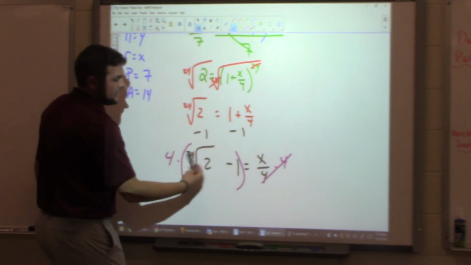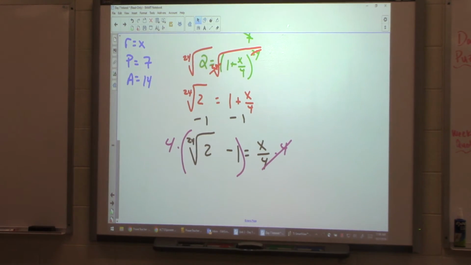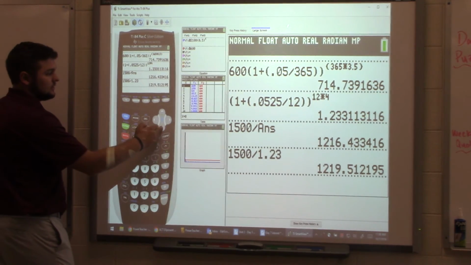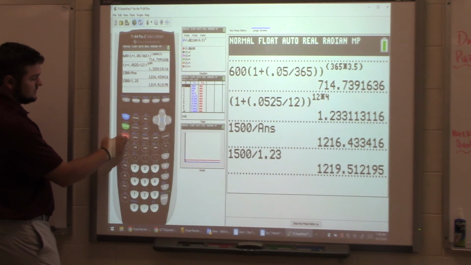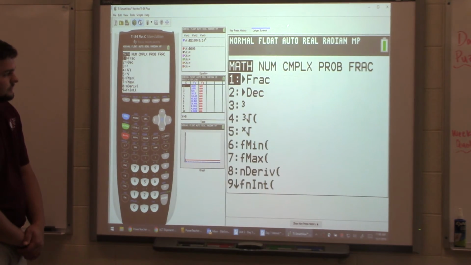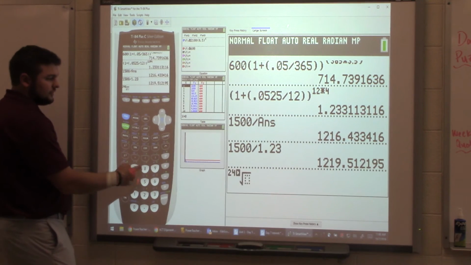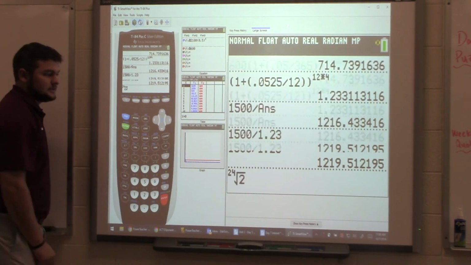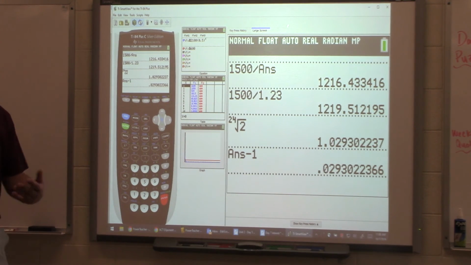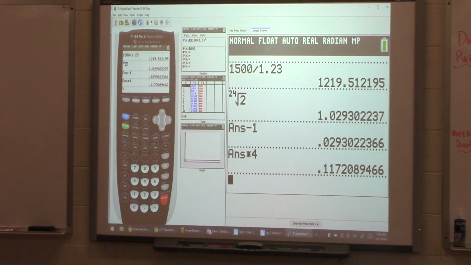So once you plug this into your calculator, it should give you X. The way I would advise you to do it, you don't have to, you can put it all in at once, but I would take it piece by piece. I would go in the same order as what I did on my paper. I would go to math, the fifth one down, the x root. I want the 24th root of 2. Enter. Then we said we're going to subtract 1. Enter. Then multiply by 4. Enter. You get 0.117208946.